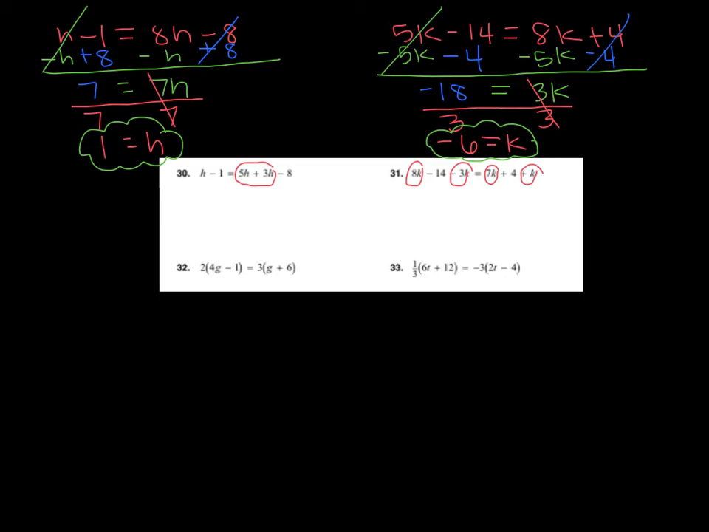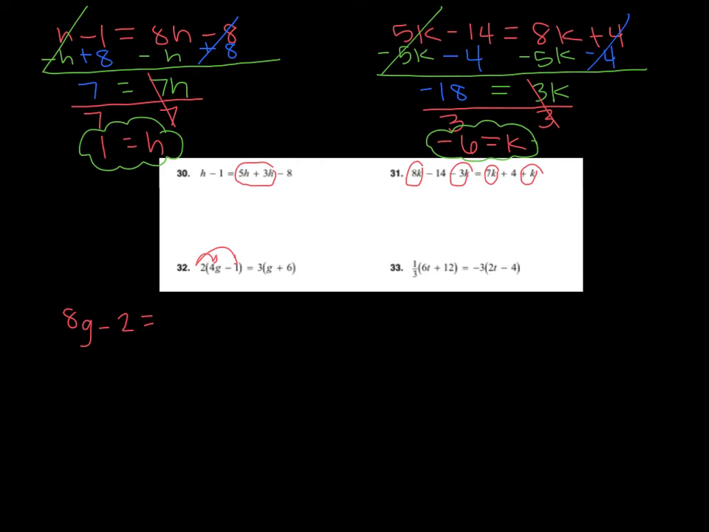Alright, let's talk about distribution. So you know you have to distribute if you see parentheses with a number right outside. Now notice on number 32 there's actually distribution on the left and there's distribution on the right. So I'm going to take care of that now. Remember, distributing just means you're multiplying. So 2 times 4g is 8g. 2 times negative 1 is negative 2.